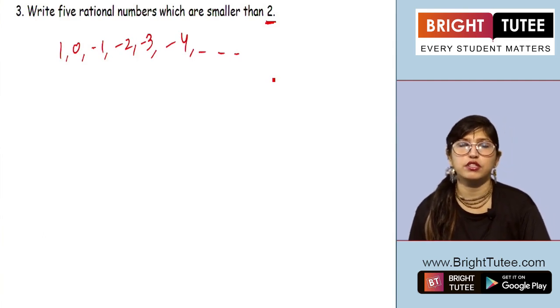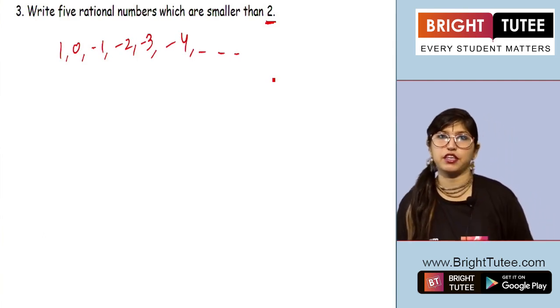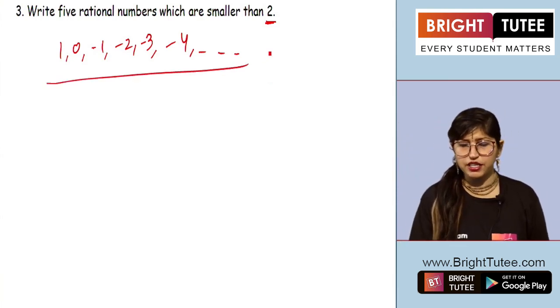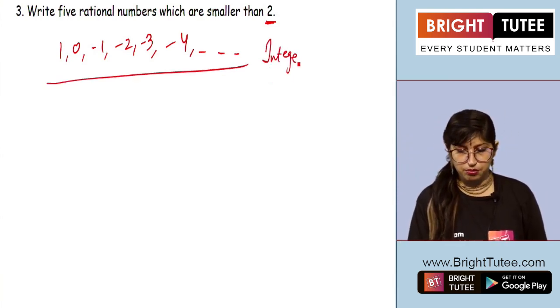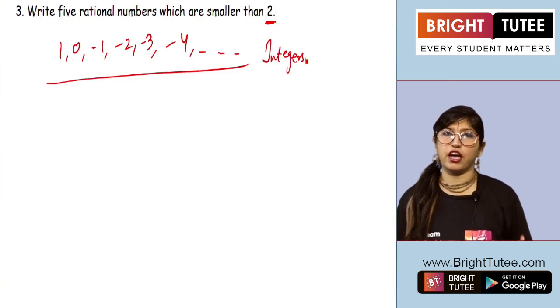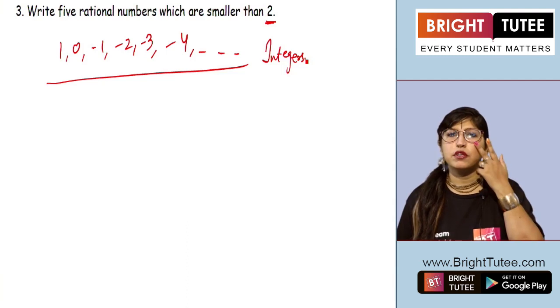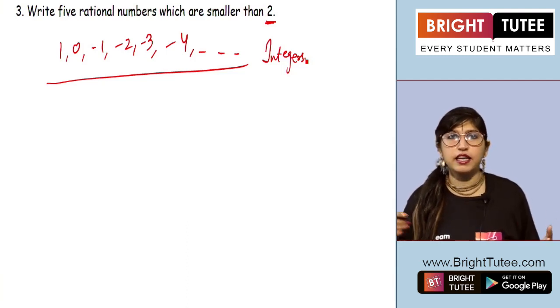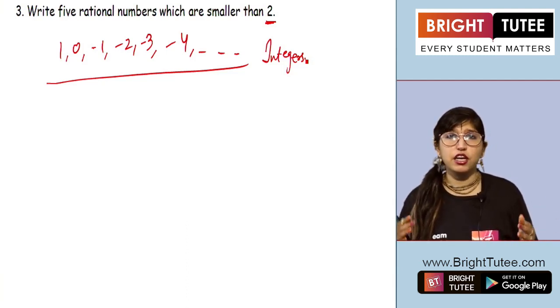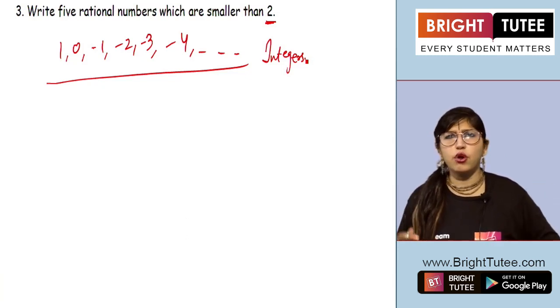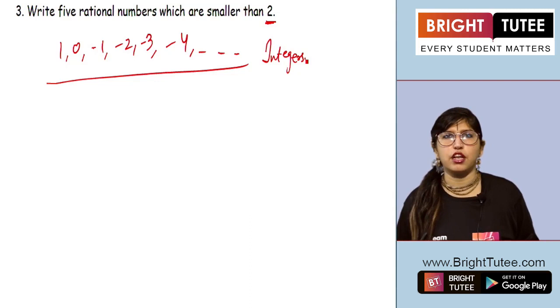There are lots and lots of infinite rational numbers which you can find. Now, the question is that they are looking for rational numbers, but why are we writing integers? Isn't it? But all the integers are rational numbers only. So, if the number is not in the form 2 by 3, 5 by 9, 11 by 12, it doesn't mean that it is not a rational number. So every integer is a rational number. Integer, whole number, natural numbers, all are rational numbers.